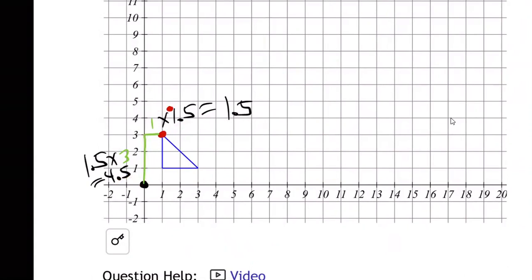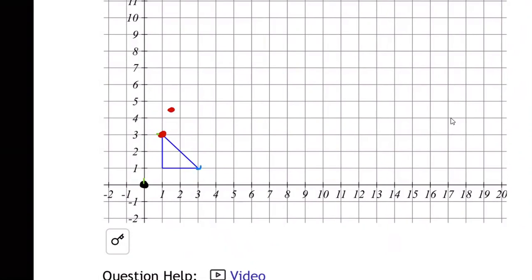So that's the first one. We've got to do it for each of these. Let me get rid of this and put it back. Again, what was it? Up 4.5 over 1.5 right there. There we go. Okay, let's do the next one now.